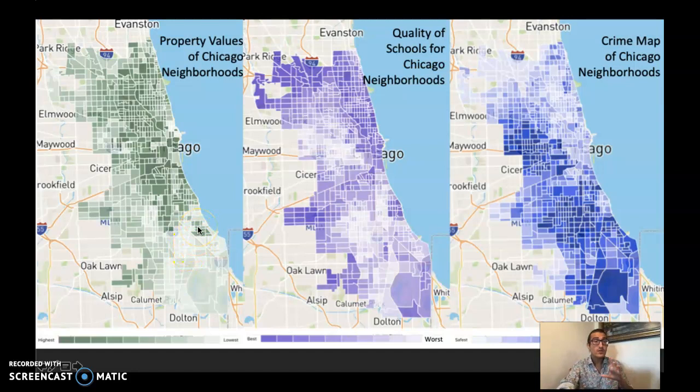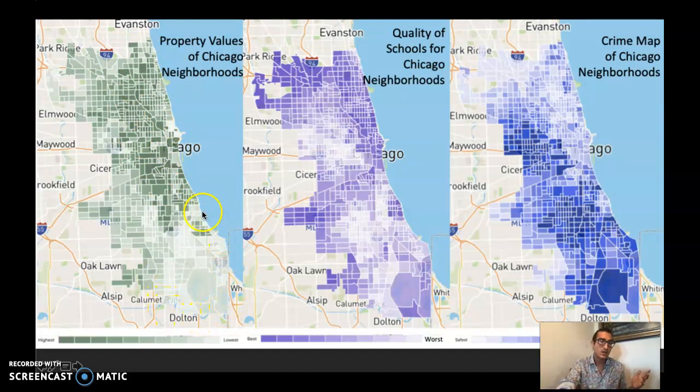Okay, so what you'll quickly notice here is that there is obviously a very stark contrast between the north side of Chicago, specifically the northeastern part of Chicago here, which is also referred to as the Gold Coast, in comparison to the south side of Chicago.